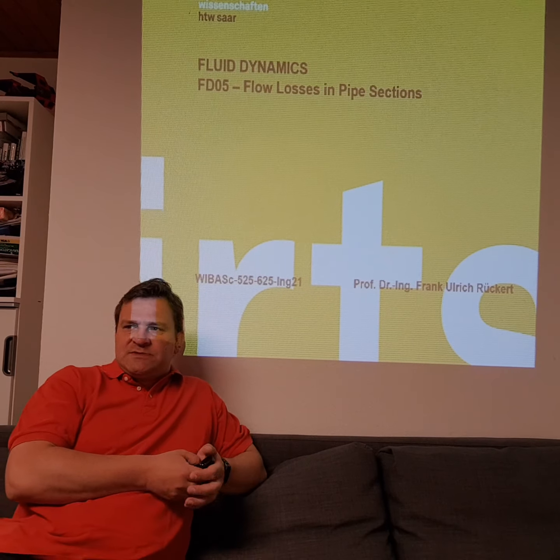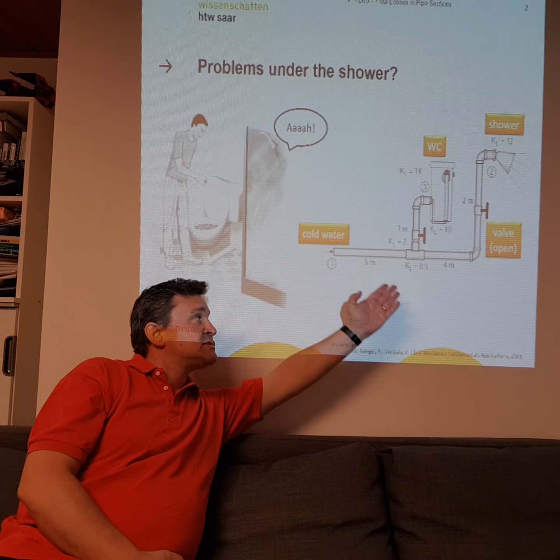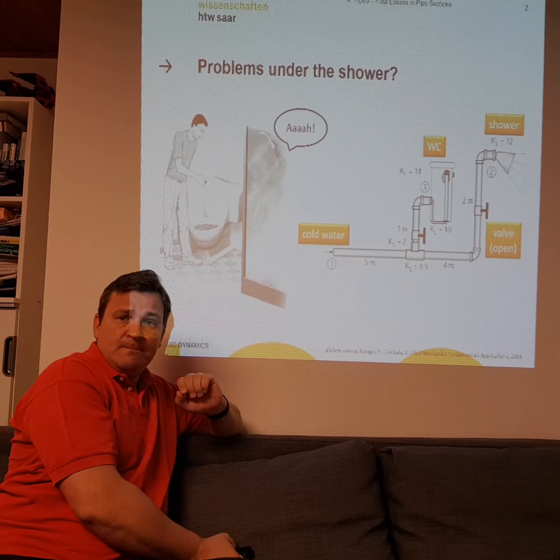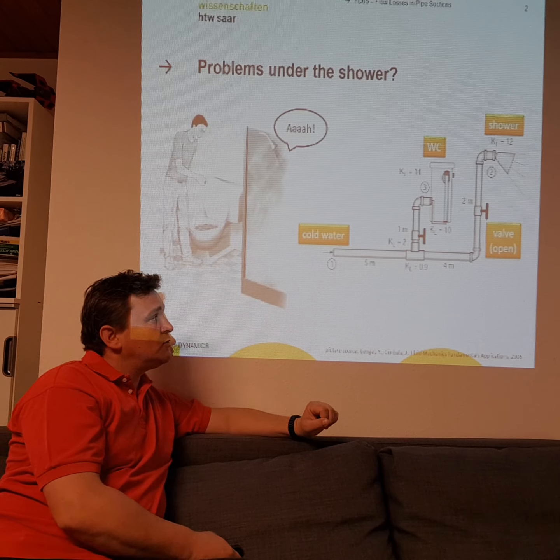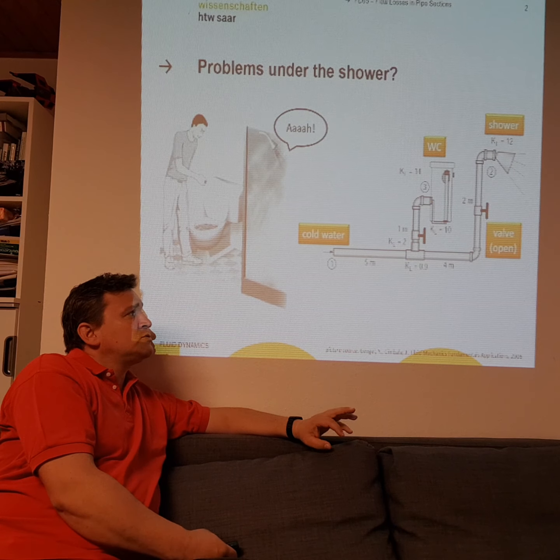Today I want to teach you something about flow losses in pipe systems. Here you see a really simple pipe system. It is a shower water system, and it is a pipe system for the cold water that comes from inside the house to the valve of the shower, and you will inject the hot and cold water and you will mix it here in the armature.